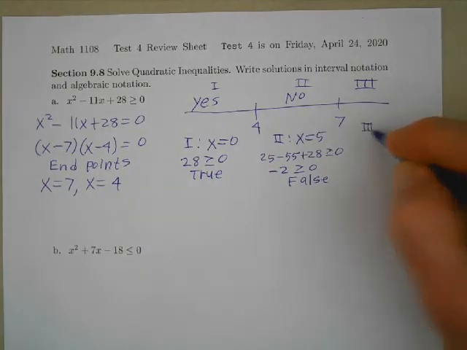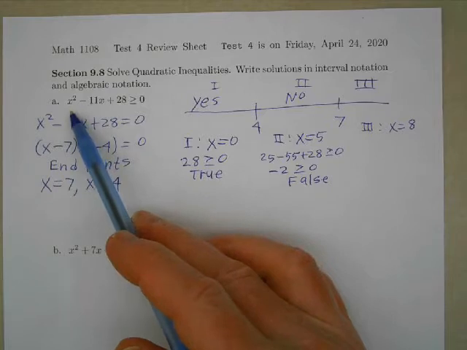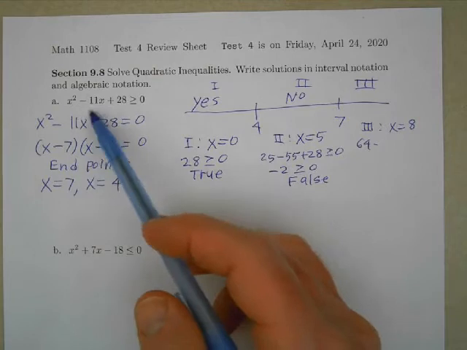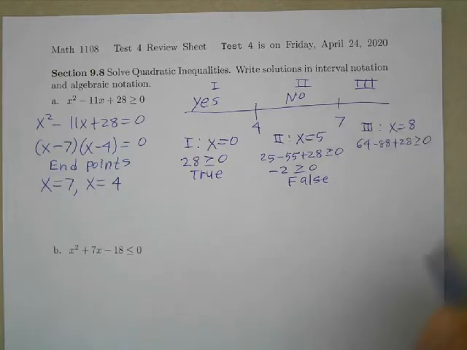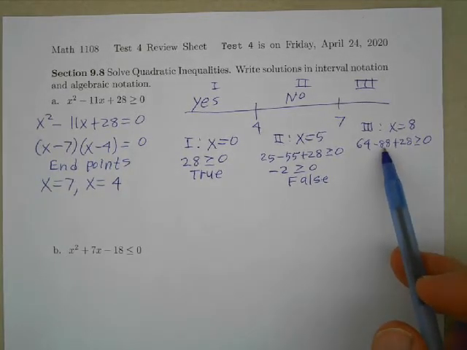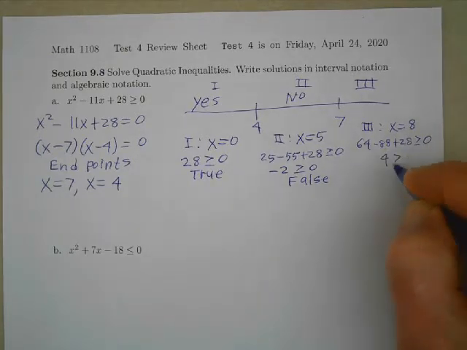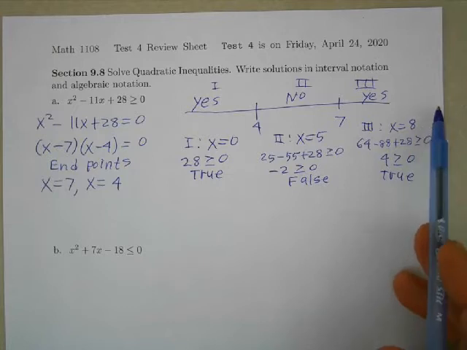In the third interval, pick any number greater than 7. I'll pick x to be 8. So in the inequality, replace every x with 8. 8 squared is 64, and then minus 11 times 8 is minus 88, and then plus 28, greater than or equal to 0. So 64 minus 88 is negative 24. Negative 24 plus 28 is positive 4. Positive 4 greater than or equal to 0 is true. So yes, all of the numbers from 7 to infinity are solutions.